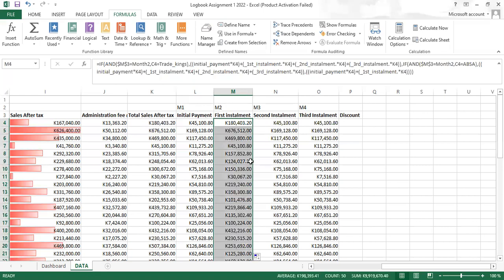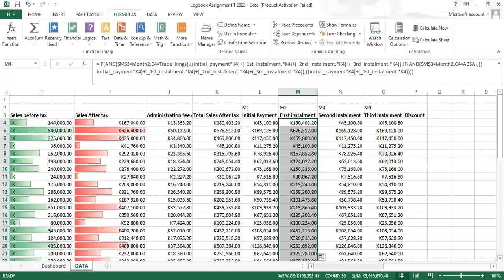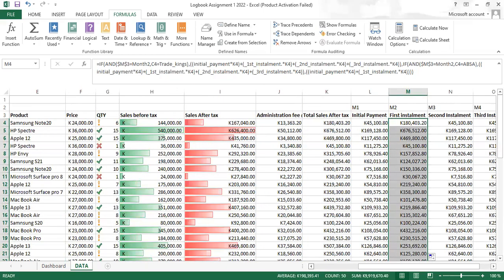And try to autofill everything and see whether it will give you what you want. Okay, now you can test. You go to the institution, you have autofilled everything, right? So what it's supposed to give you is, if it's ABSA or if it's Trade Kings, it's supposed to give a full payment in first installment in the second month.